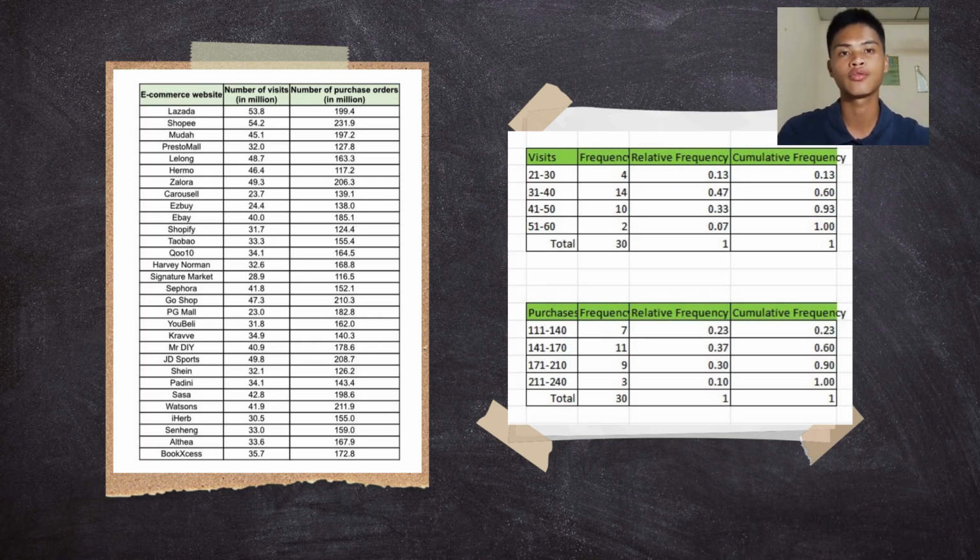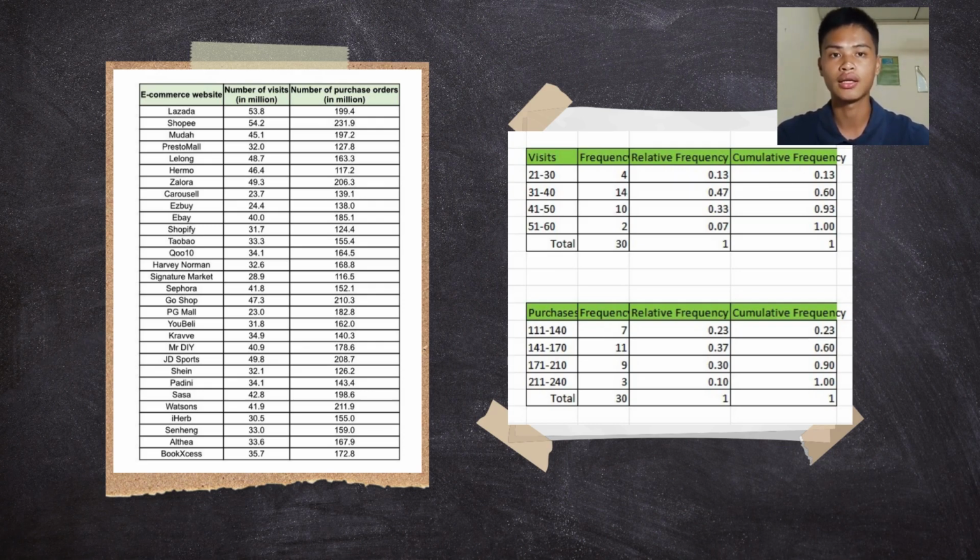Next, to find the relative frequency, we must divide the frequency by the summation of frequency. The summation of frequency is 30. So frequency divided by total summation: the first range will become 0.13. The second range will become 0.47. The third range will become 0.33, and the last range will become 0.07.